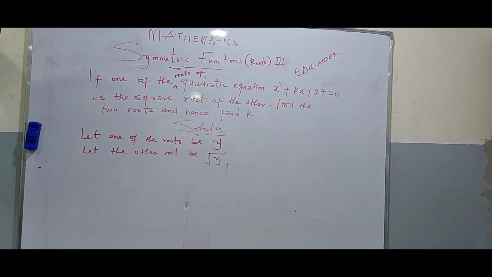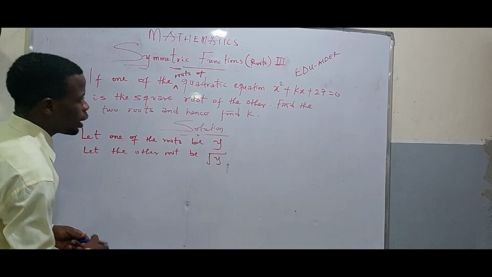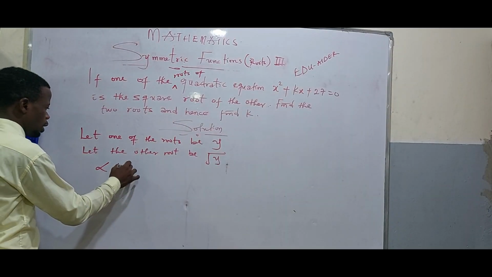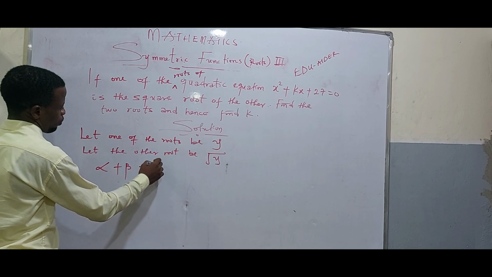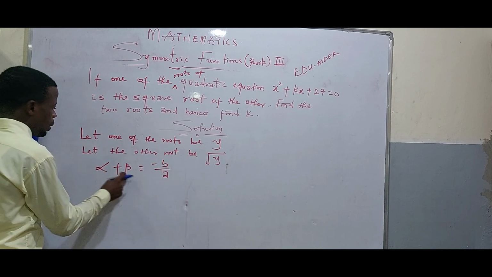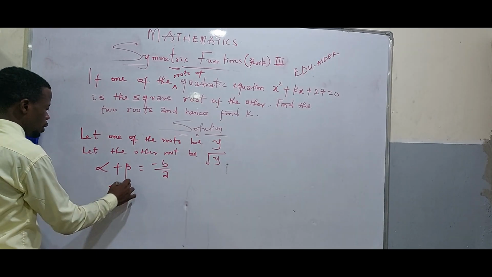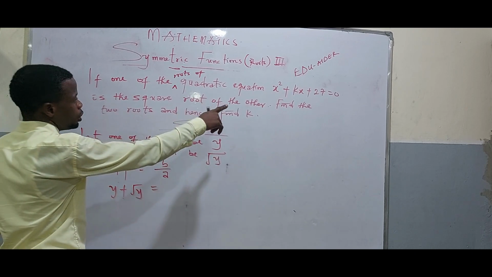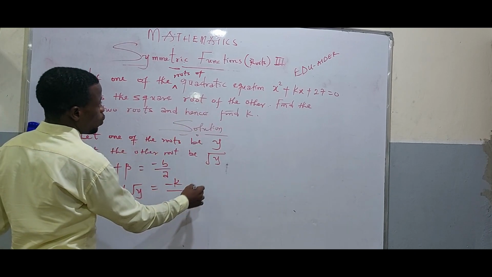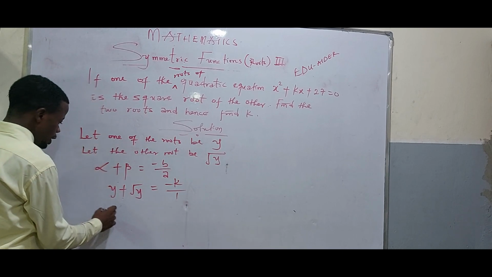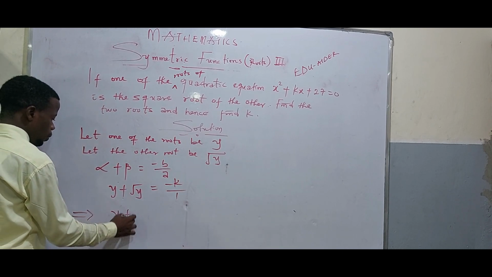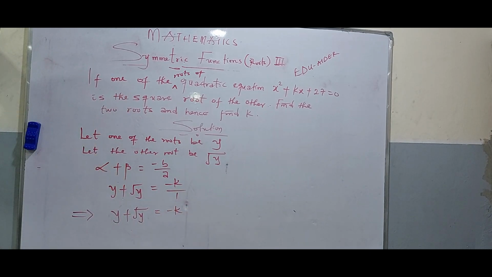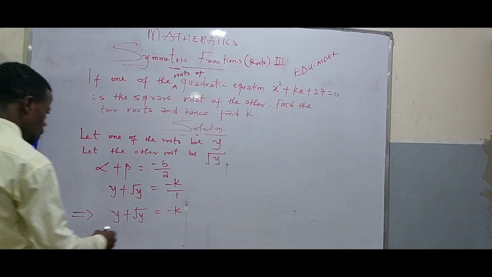The instruction says find the two roots. Now let's go from our knowledge of sum and products of symmetric roots. So we have alpha plus beta is always minus b over a. Our alpha plus beta here is y plus square root of y, equal to minus b, which is minus k over a. Our a is 1. That implies that y plus square root of y is equal to minus k. Good. Let's call this equation 1.